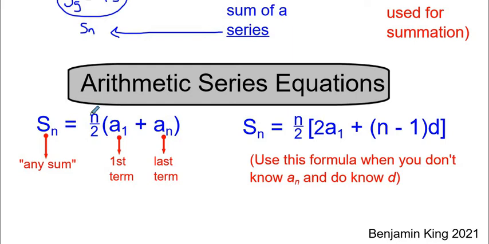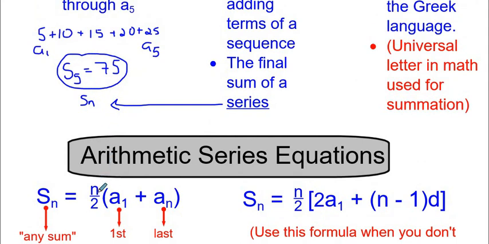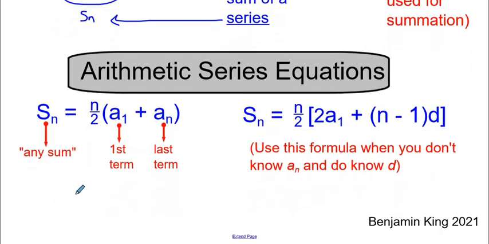N over 2 means take the number of terms you're adding and divide that by 2. So like if I was looking at this example here, that would be 5 over 2. And a1 would be 5, and then an would be 25. So let's just take a look and see if the formula works. So S of 5 would come out to, I'm adding 5 terms up.